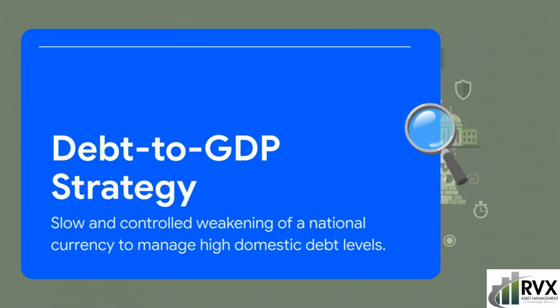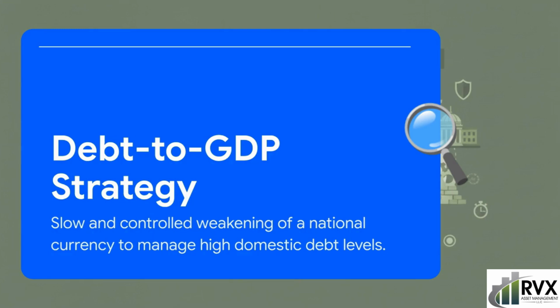What if this apparent policy mistake wasn't a mistake at all? What if the Fed's inaction is actually a deliberate debt-to-GDP strategy? By definition, this is a stealth macroeconomic approach where you slowly and quietly weaken your national currency to manage impossibly high domestic debt. Given the massive historic sovereign debt the U.S. government is carrying right now, a weaker dollar fundamentally makes that debt mathematically easier to service. It's basically a stealth tax via inflation and devaluation that avoids explicit default.